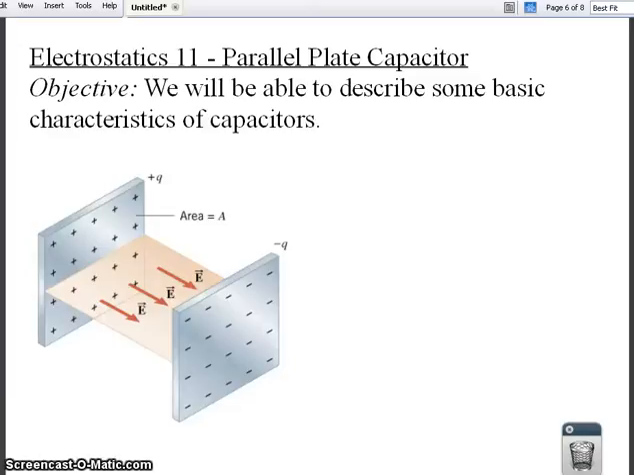Good morning, class, and welcome to this lesson on Electrostatics 11, parallel plate capacitors. Today, we will be able to describe some basic characteristics of capacitors.